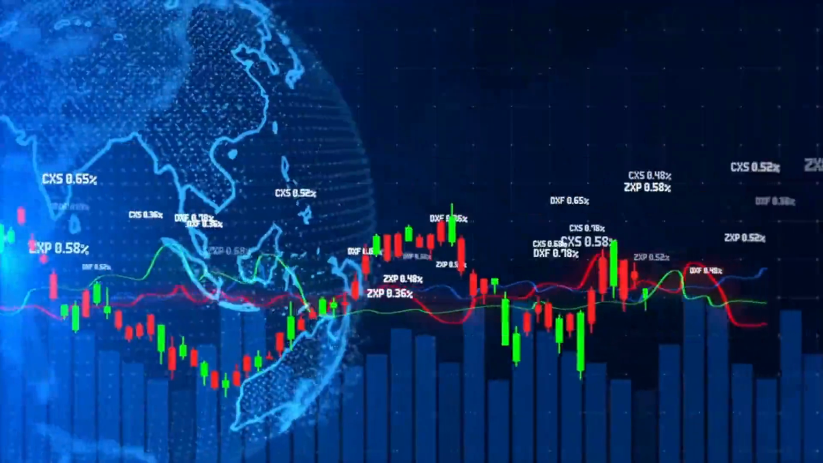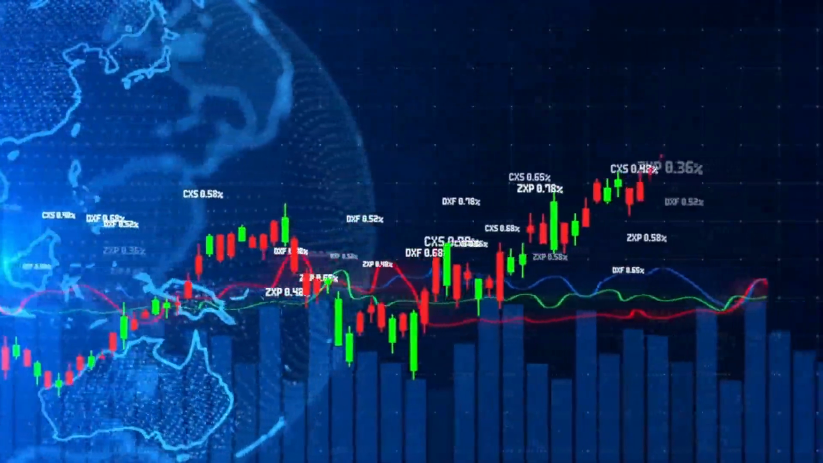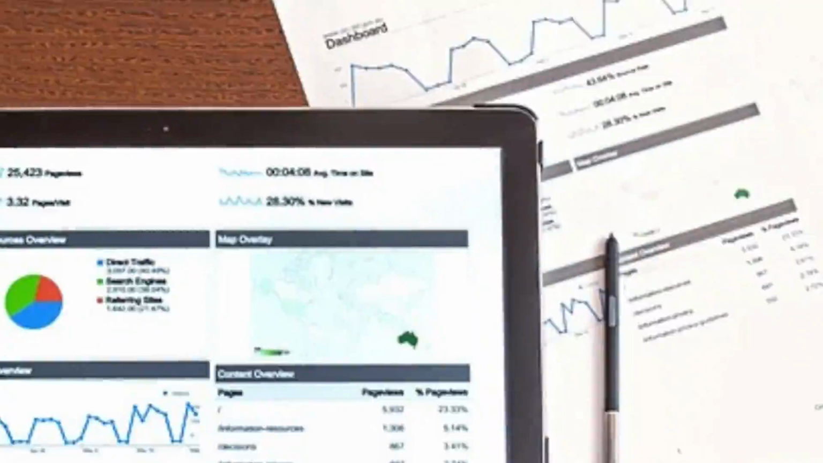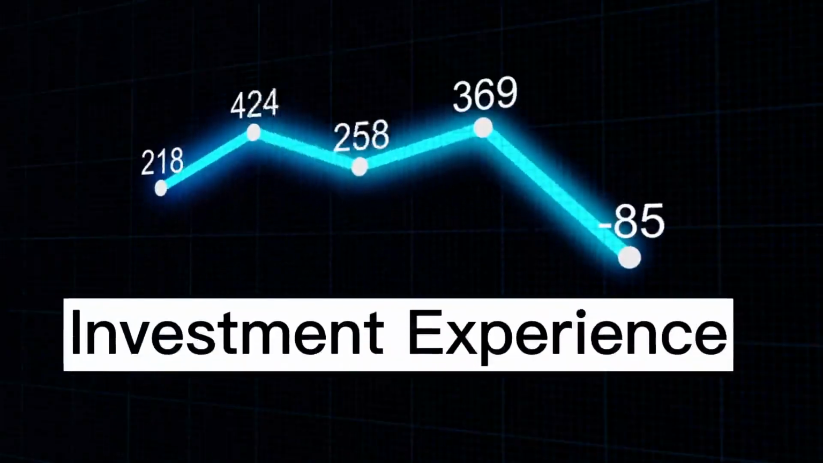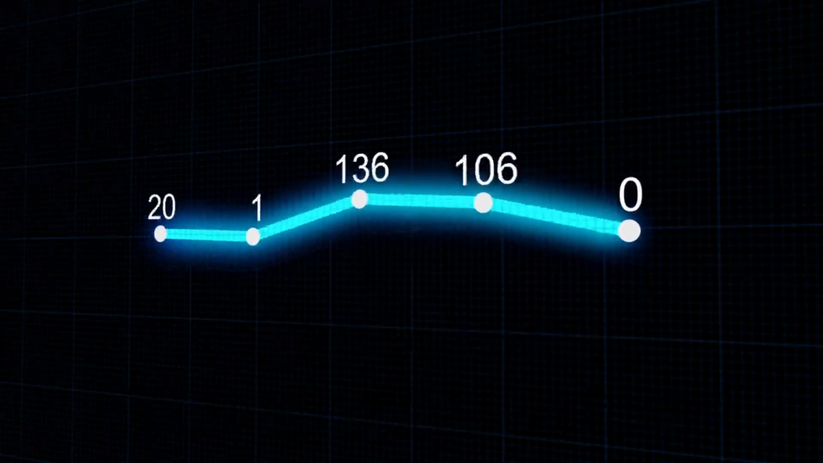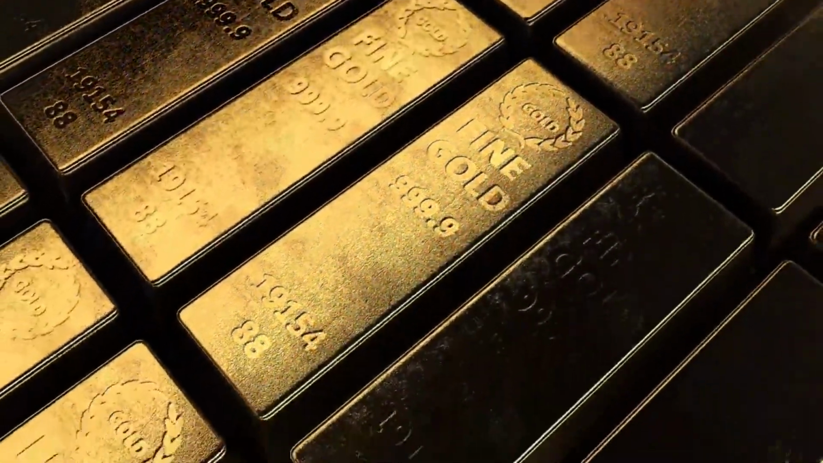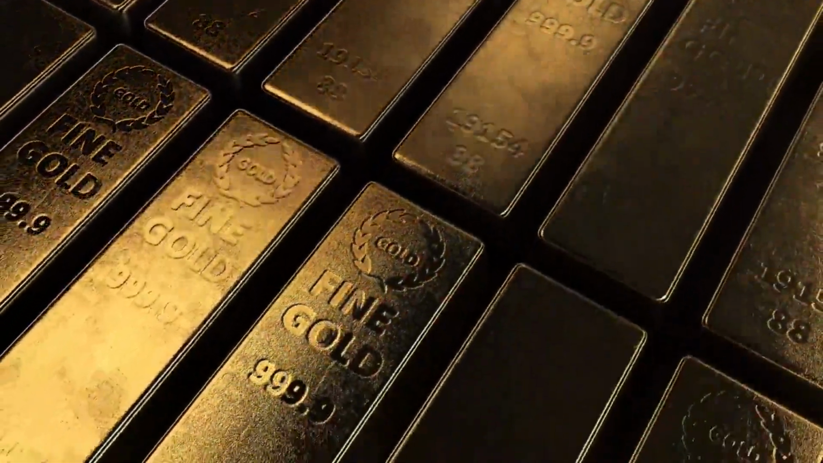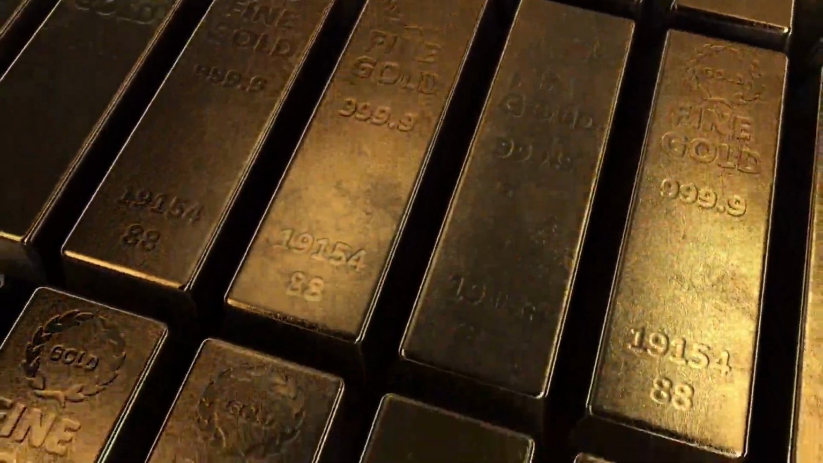Step 1. Set a realistic investment goal. Before you start investing, it is important to set a realistic investment goal. This means considering your current financial situation, your investment experience, and the amount of money you are willing to invest. It is important to note that higher returns often come with higher risk. If you are new to investing, you may want to start with a more conservative approach.